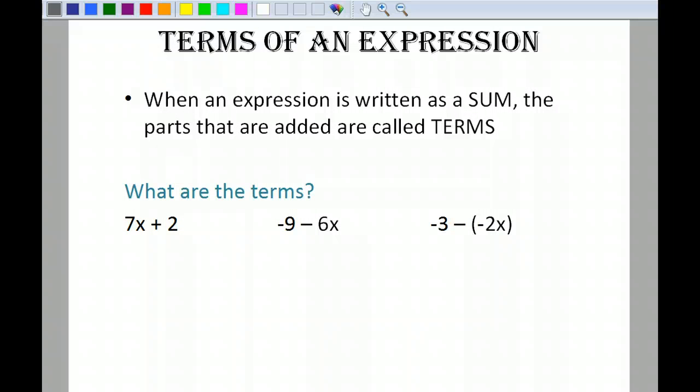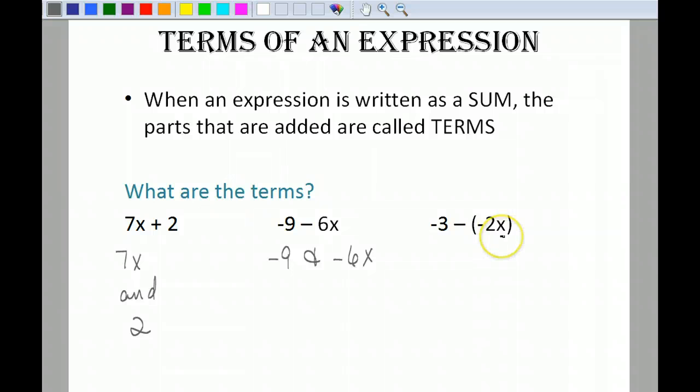Now the last thing that we're going to talk about today are terms of an expression. When an expression is written as a sum, the parts that are added together are called the terms. So the best way for me to show you this is to give you an example. For this one I have 7x plus 2, and I want to know what the terms are. The terms are 7x and 2. Now what are the terms of negative 9 minus 6x? Well, the terms of this one are negative 9 and negative 6x.